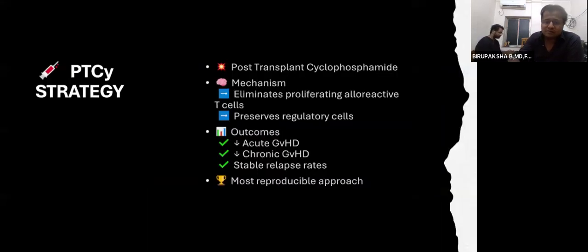So this is the mechanism of cyclophosphamide. It goes on to eliminate T cells, preserve cellular T cells. I'll talk about it and some outcomes out there. So that's all right.